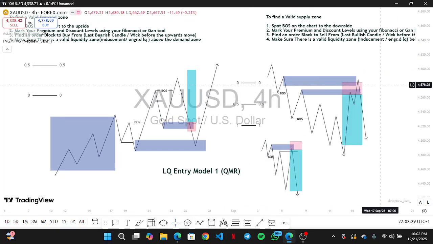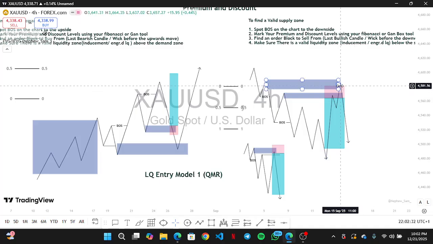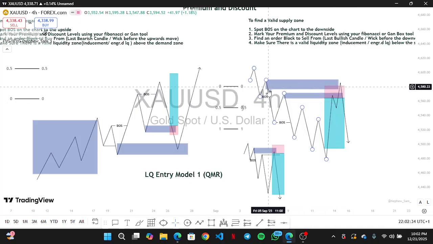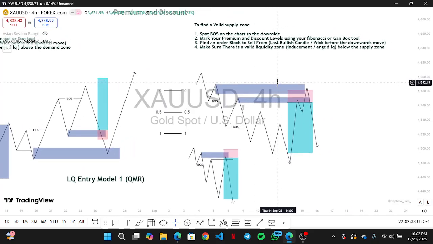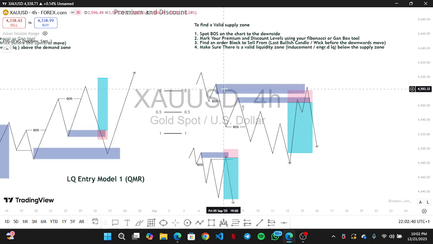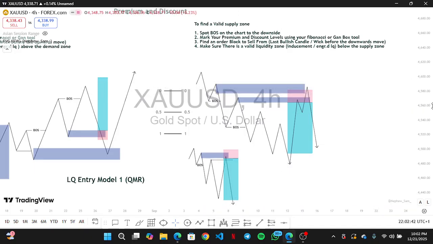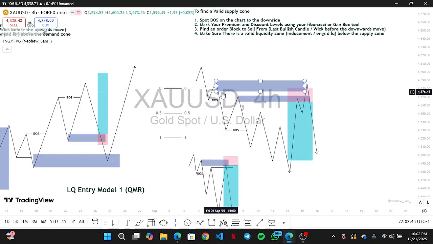In this case, we can see this is the opposite one, whereby there was a break of structure to the upside. And remember what I told you, a break of structure means what? A break of structure gives a supply or demand zone. In this case, market went down, so this is a supply zone.